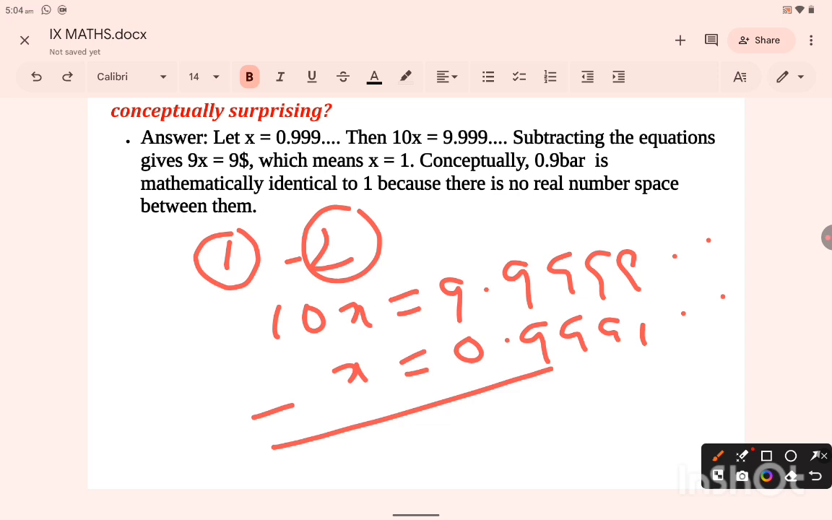Subtracting, 10x minus x, 9x is equal to 9.0. So x is equal to 9 by 9. What is the answer here? x is equal to 1. Okay. The value of 0.9 bar is equal to, what is the answer? 1.